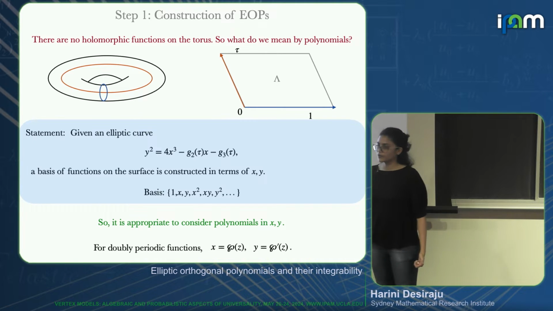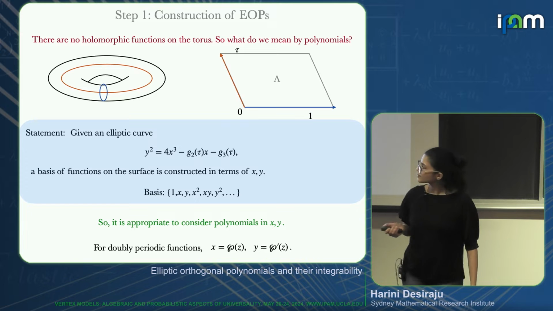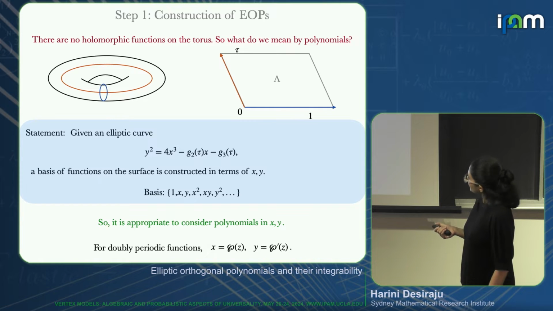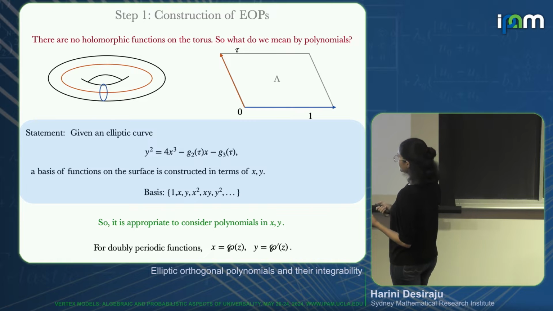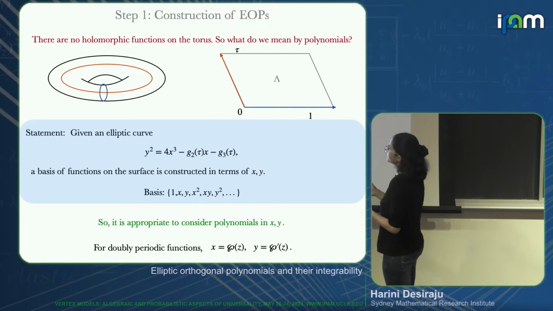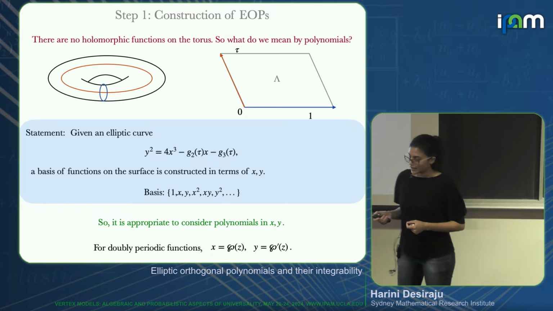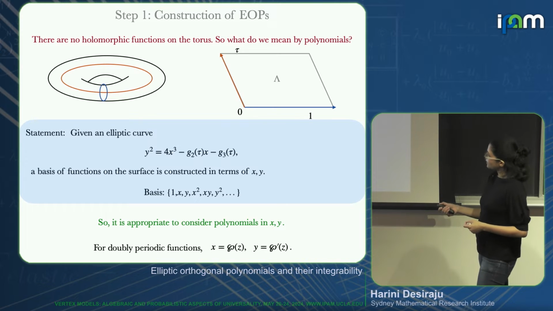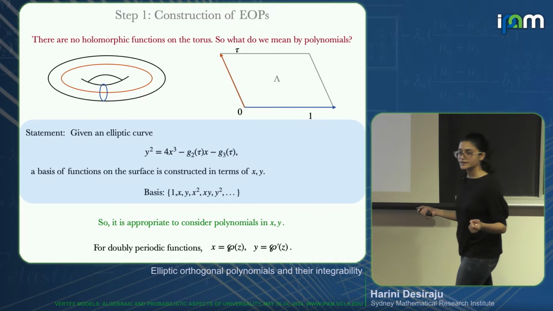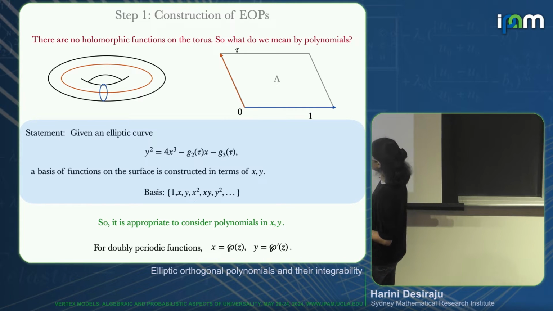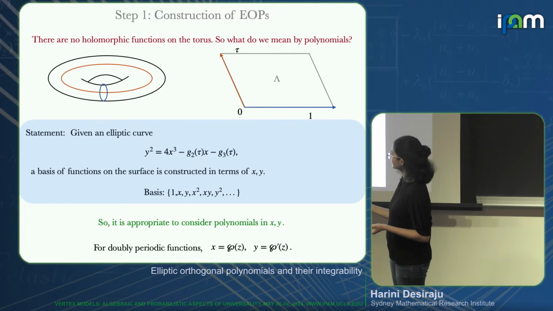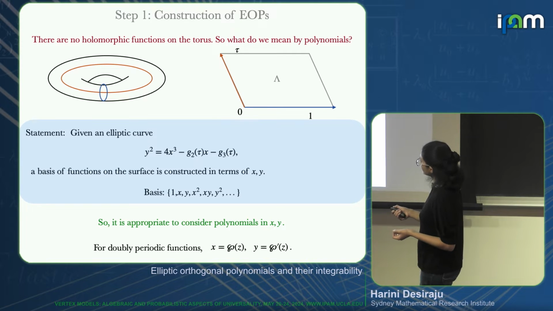So what do we mean by polynomials in this case? We have the following statement. If you have an elliptic curve, in this case it's a cubic. In general, if you have an algebraic curve, the x and y constitute a suitable basis of functions on that surface. So in the elliptic case, you have a cubic, and this x and y together form a suitable basis. So here it'll be 1, x, xy, x squared, and so on.